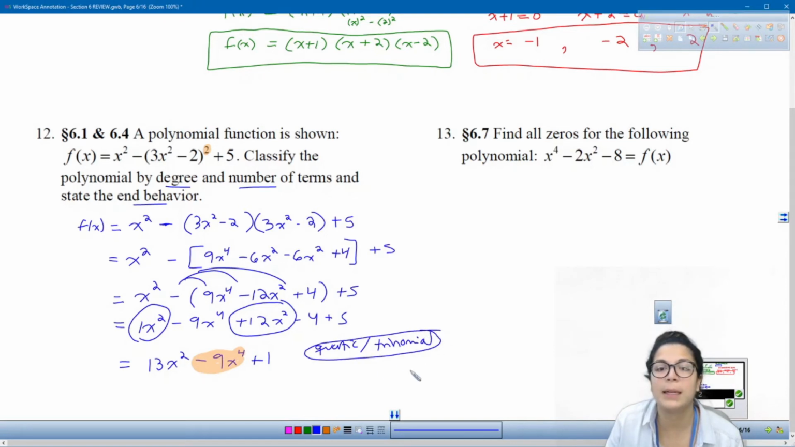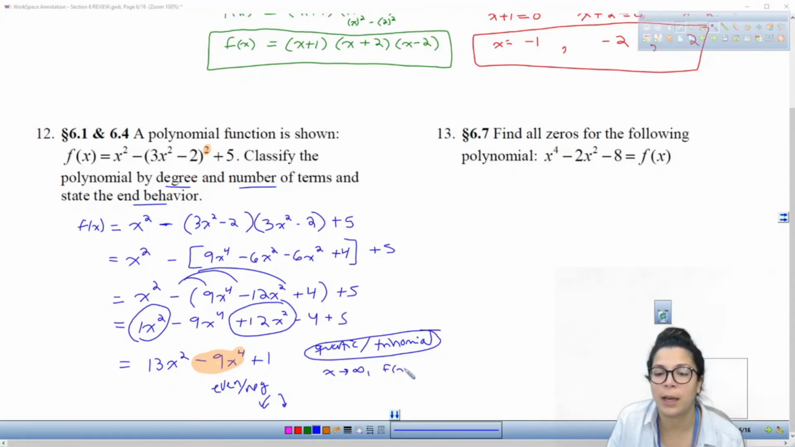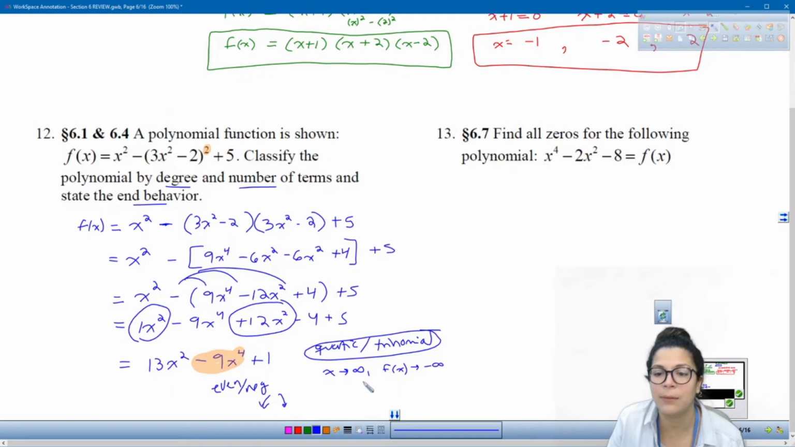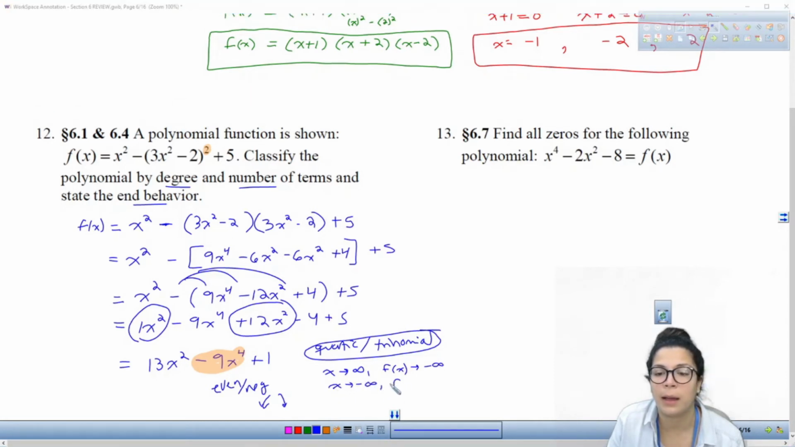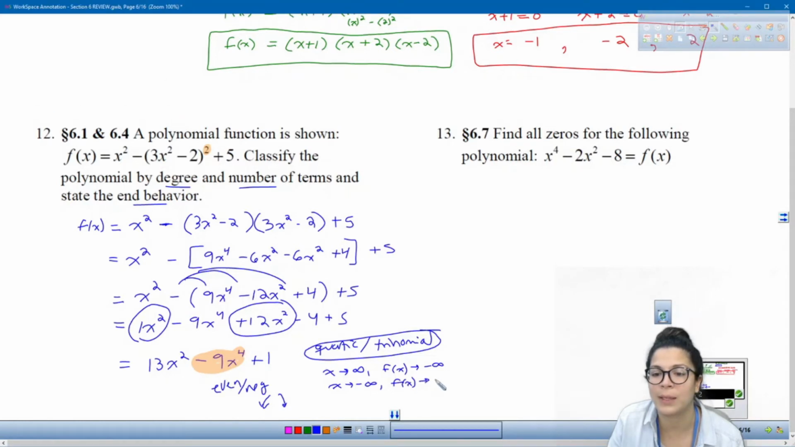And end behavior: it is an even power with a negative coefficient, so both ends are going down to negative infinity. On the right-hand side, as x approaches positive infinity, the function f of x is going down to negative infinity. And on the left-hand side, as x approaches negative infinity, the function f of x is also going down to negative infinity.